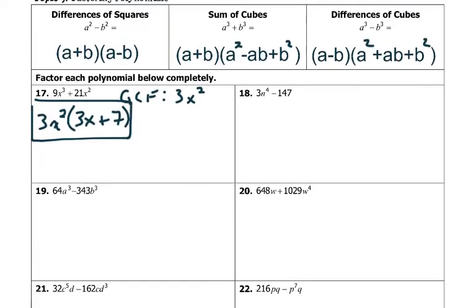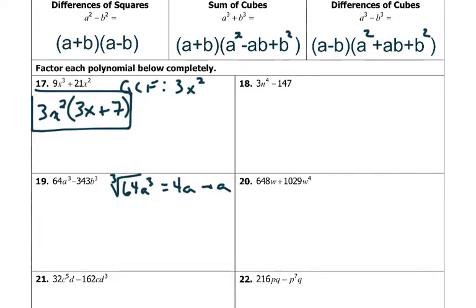In order to find a, we have to take the cube root of 64, the first value right there. What number multiplies together 3 times to get 64? That would be 4. 4 times 4 is 16, and 16 times 4 is 64. So the cube root of 64 is 4. And what number multiplies together 3 times to get a cubed? That would be a. So this is our a right here. And then as far as b, the cube root of 343, b cubed: what number multiplies together 3 times to get 343?